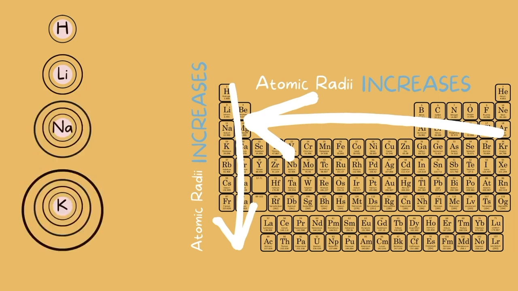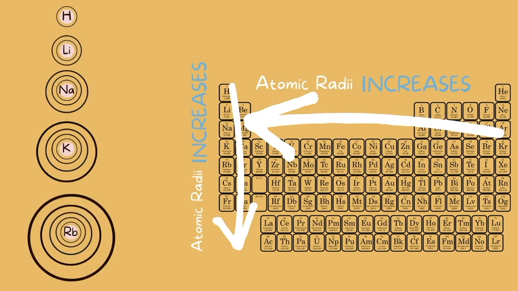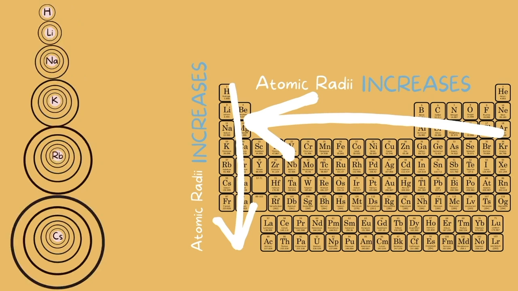Period 4, we have potassium with 4 shells. Period 5, we have rubidium with 5 shells. Period 6, we have cesium with 6 shells. And I could not fit it here, but on period 7, we would have francium with 7 shells. So we can see that the atoms grow larger as they go down the periodic table.